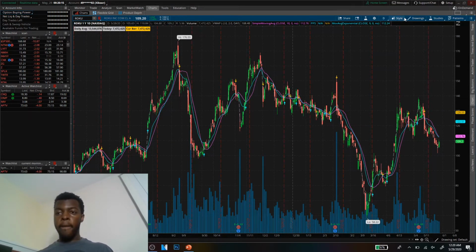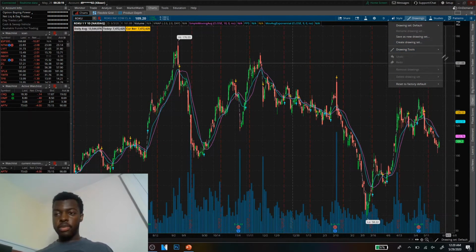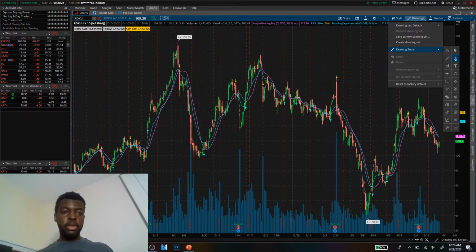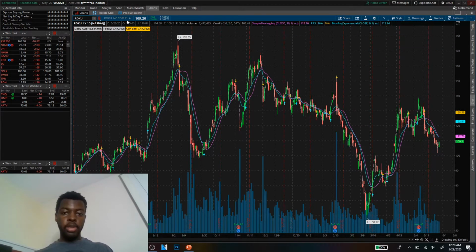Okay, so right now we're going to try to draw our support and resistance levels. So on this chart, this is the stock Roku. It's currently trading at 109 right now. But stock Roku has been here. It's pushed up, been down, pushed up, been down, pushed up.